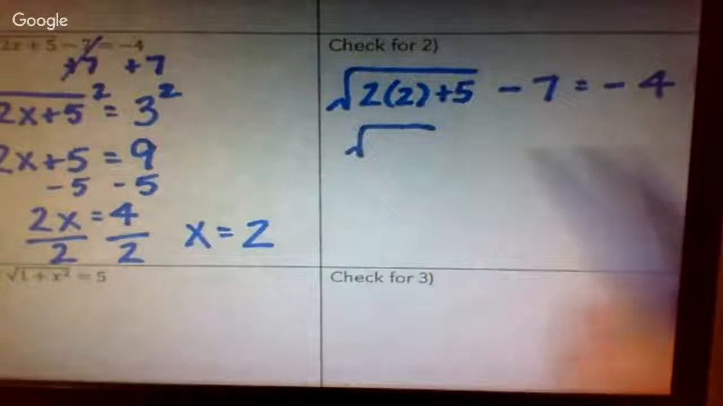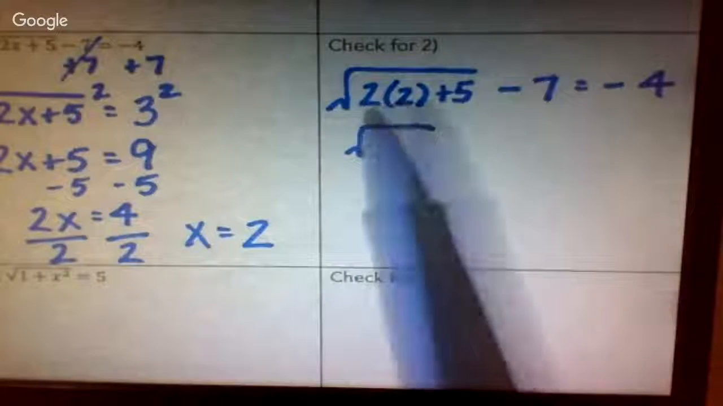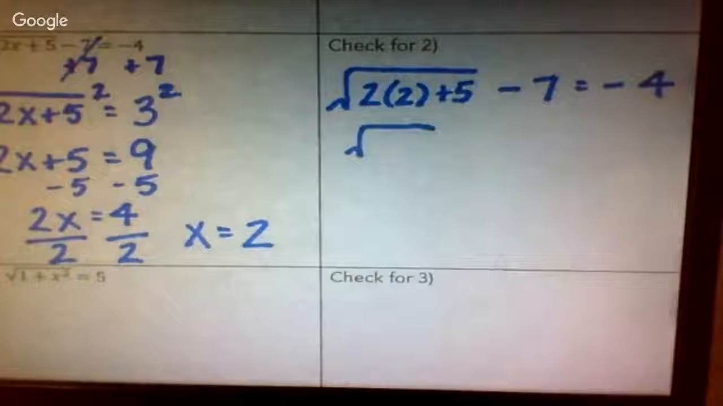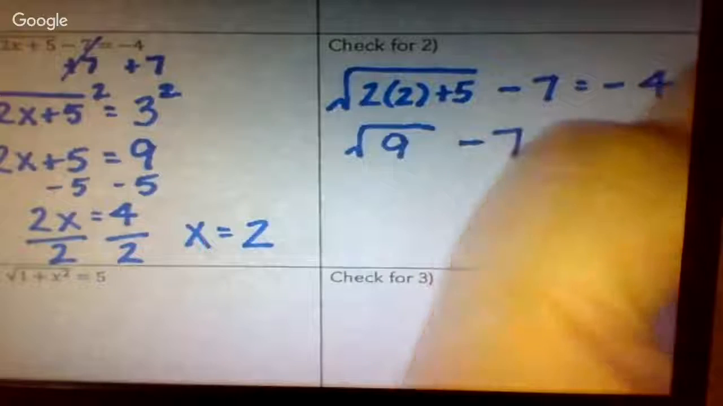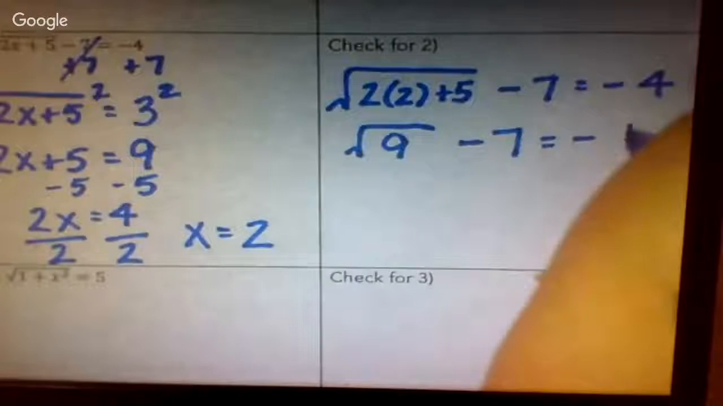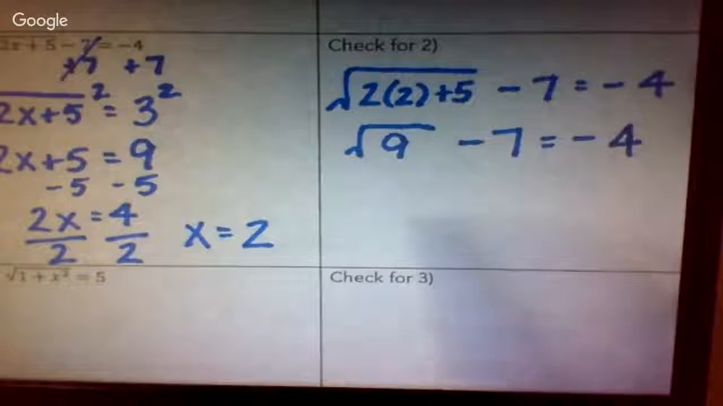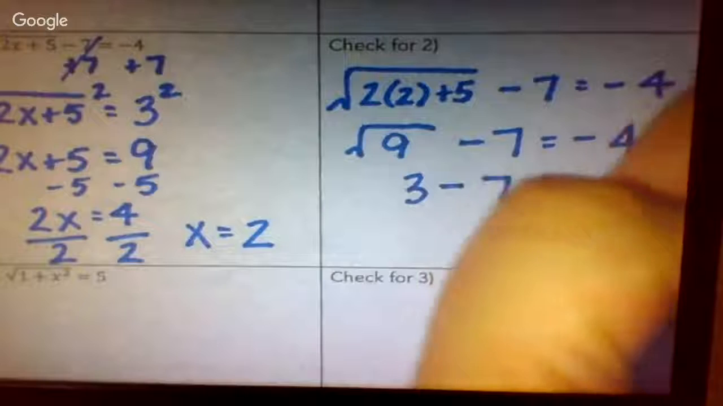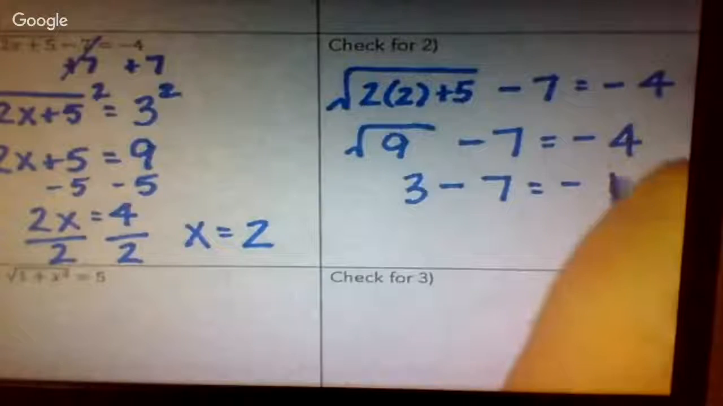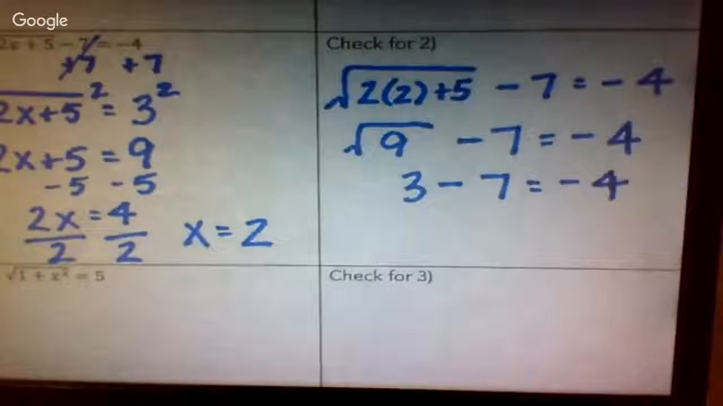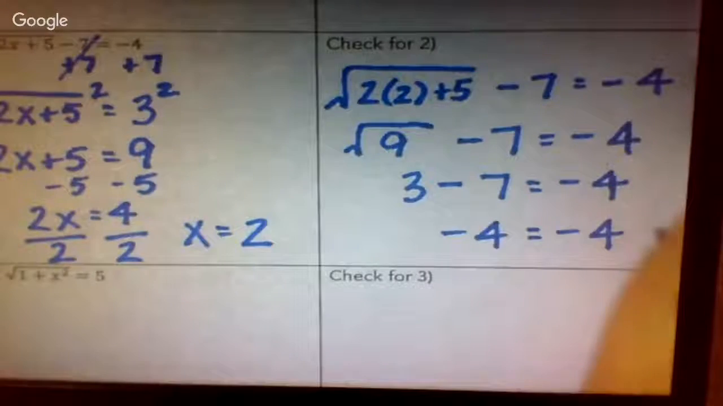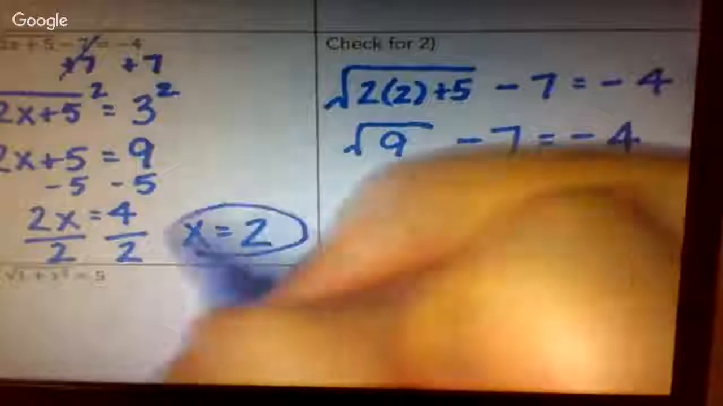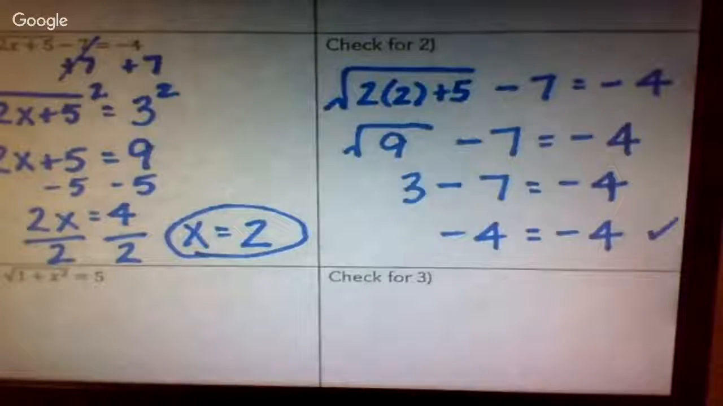Okay, so this is the square root of, what's 2 times 2? 4. Plus 5 is? 9. So this is the square root of 9 minus 7 should equal -4. What's the square root of 9? 3. Minus 7 should equal -4. And what's 3 minus 7? -4. So this one is good, which means x equals 2 is a solution.